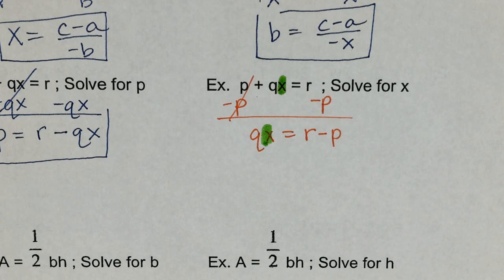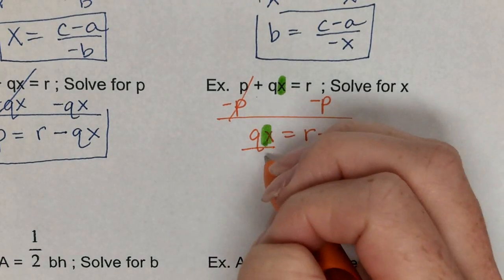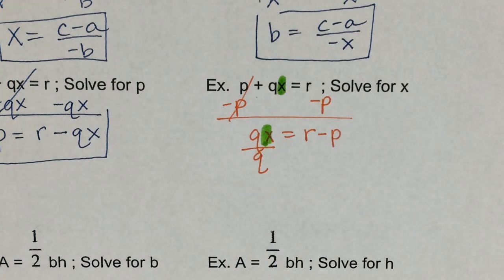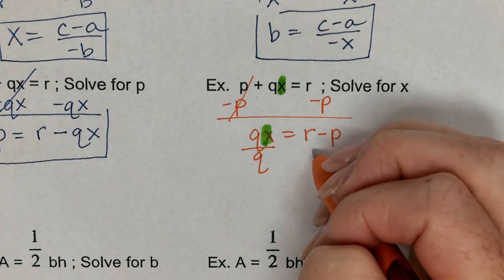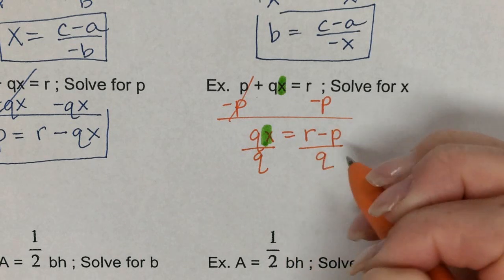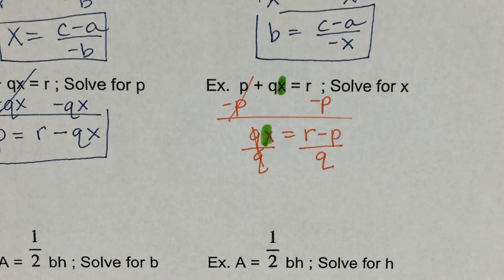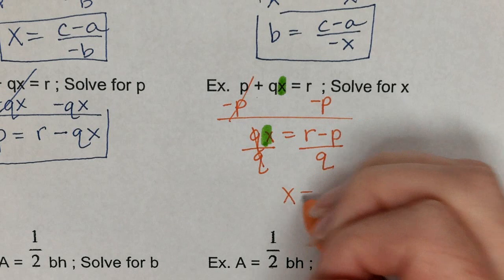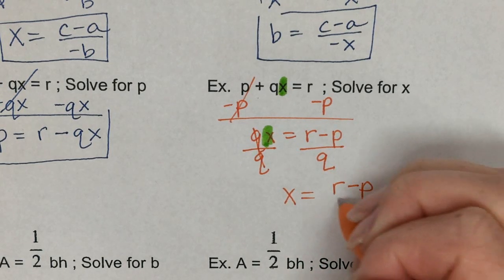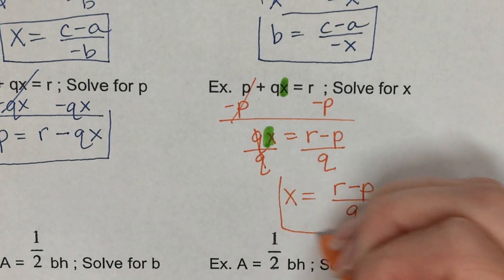And I'm trying to get what by itself? The X. That's why I highlighted it. How am I going to get rid of the Q? How is it attached to the X? Multiplication. So what's the opposite? Divide. So I got to divide the left by Q. If I divide the left by Q, I have to divide the entire right by Q. And I am left with X equals R minus P all divided by Q.